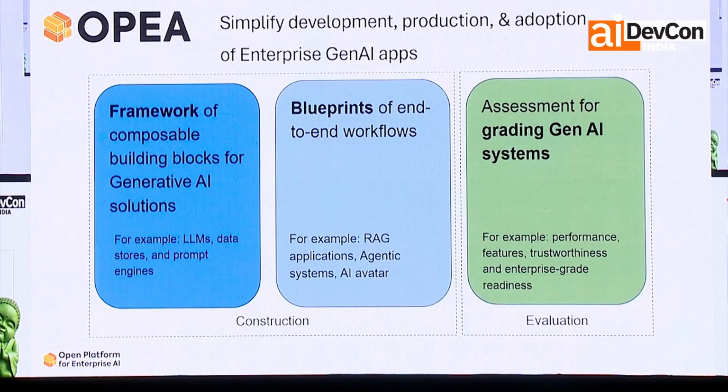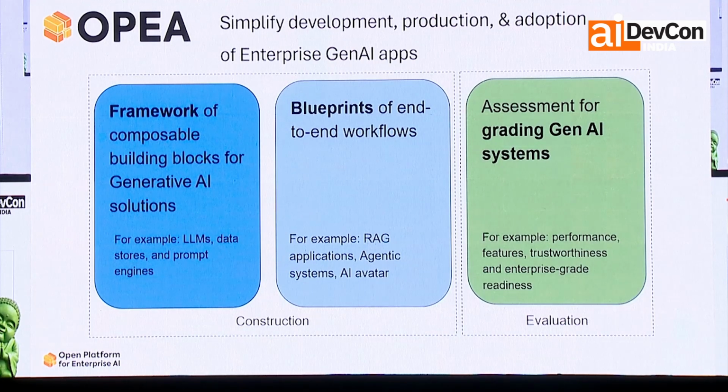Let's dive into OPA a little deeper. Right. OPA offers you key capabilities and it is helping us with both the phases of construction and evaluation. You can see in front of you that we have got two blocks. One is the construction phase, another one is the evaluation phase. OPA aims to simplify the development, production, and adoption of enterprise-grade AI solutions. Let's understand the key components of OPA in a very simple, easy to understand manner.